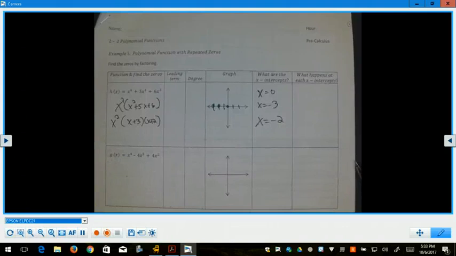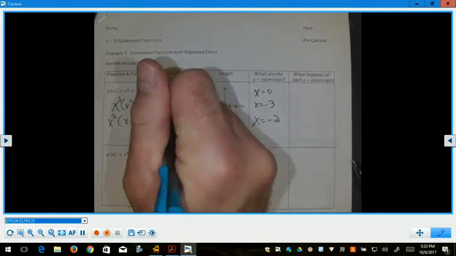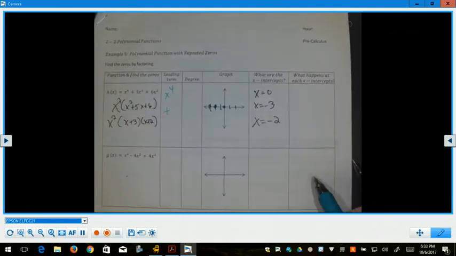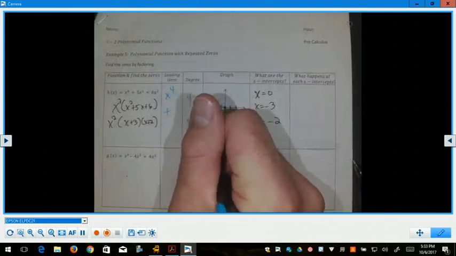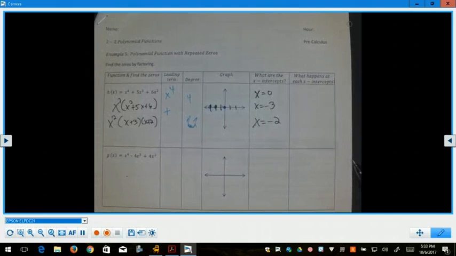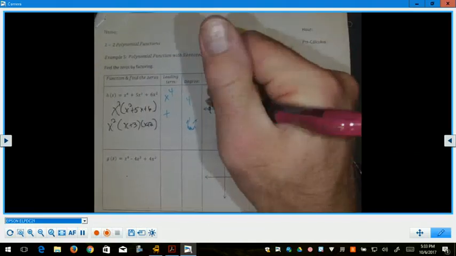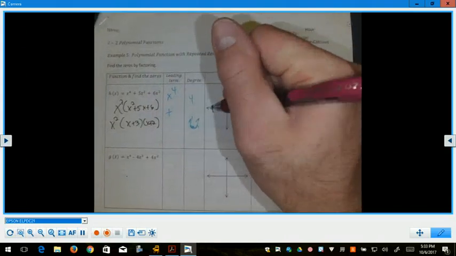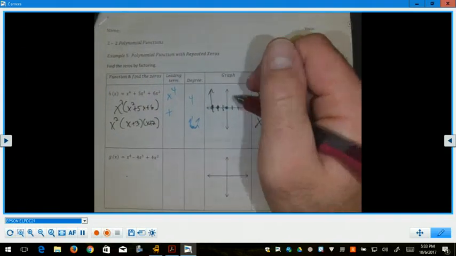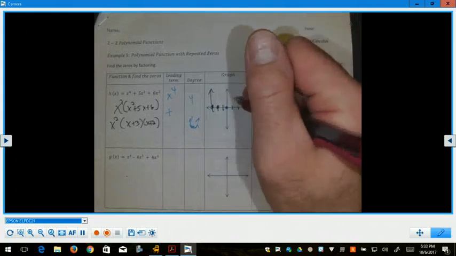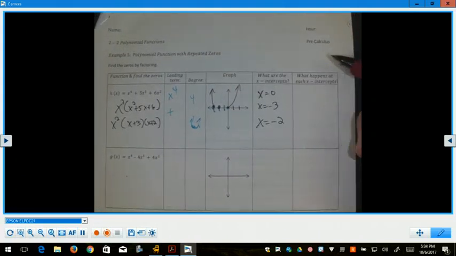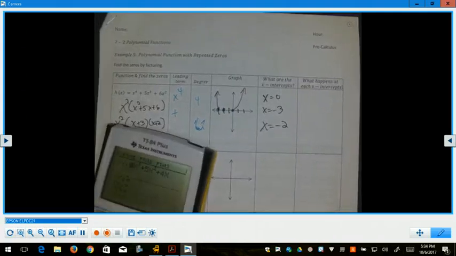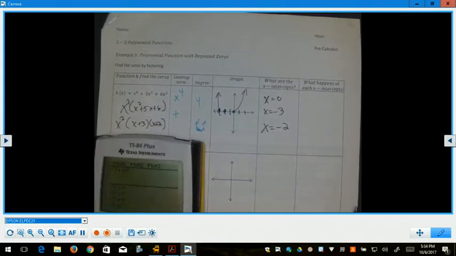Our leading term is x to the fourth, which is positive. So we have a positive lead coefficient of degree 4, so we expect the graph, at least in terms of the end behavior, to open up. And so when I go to sketch this graph, I'm going to come up off of this one and also come up off of this one. And then the question is, what happens in between? So you're going to graph this in your graphing calculator to see what happens in between.